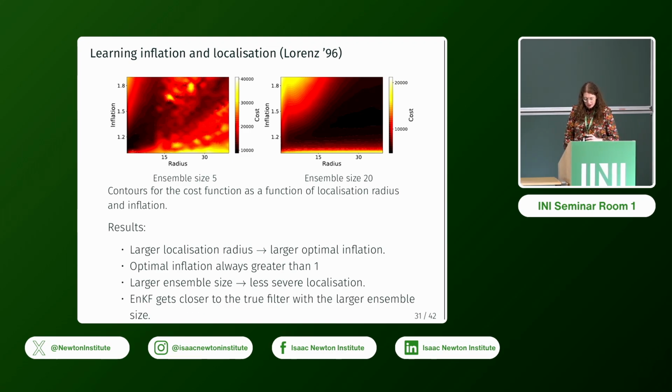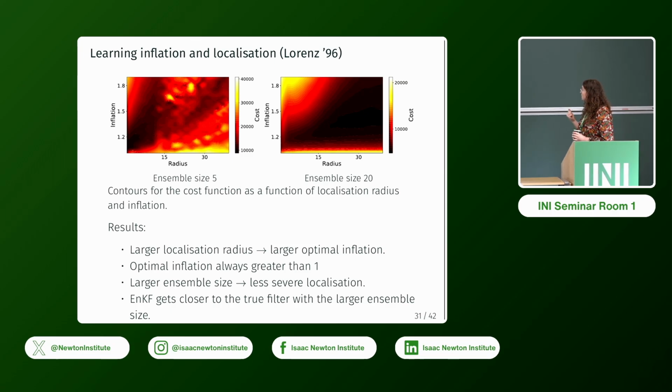Here I'll just show some contour plots of the loss function. These are for two different ensemble sizes. For the small ensemble size, we have more sampling error, and so we generally need more severe localization, because otherwise we get a lot of spurious correlations.